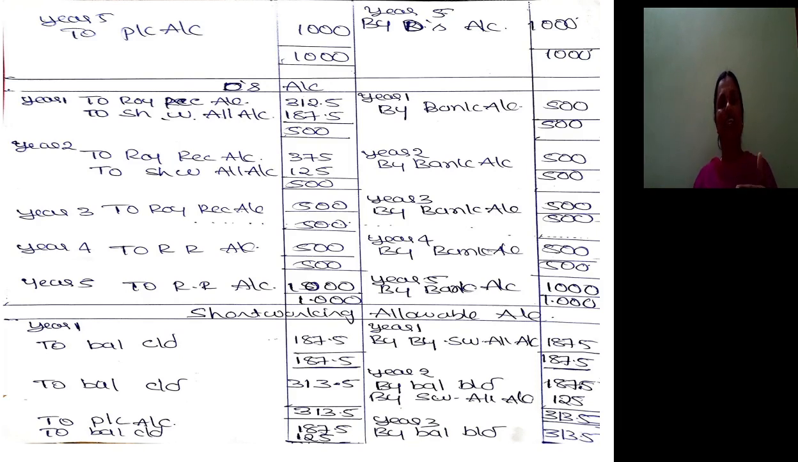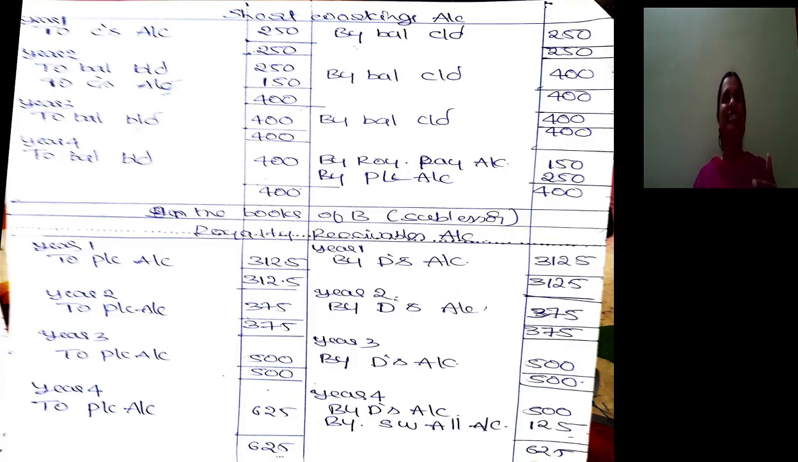Again, who will get the cash? Lessor will get the cash from lessee. Journal entry: bank account debtor to D's account 500 rupees. Now we are moving towards the fourth year. What is the fourth year situation?